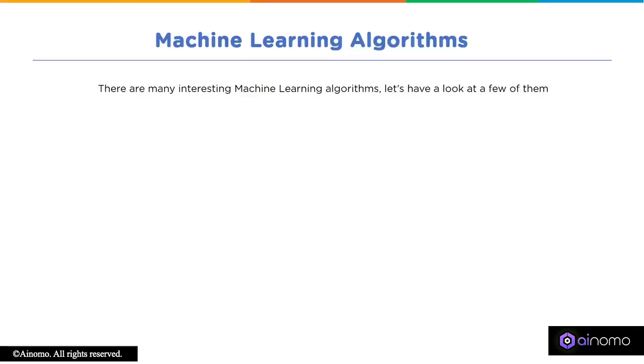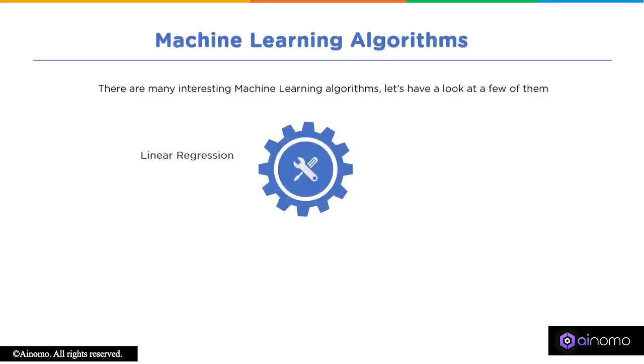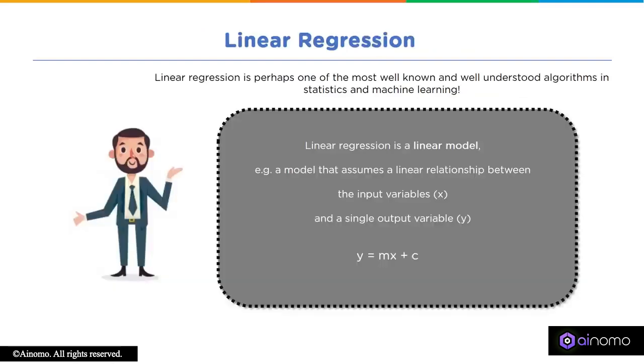There are many interesting machine learning algorithms. Let's have a look at a few of them. Hopefully this gives you a little flavor of what's out there, and these are some of the most important ones currently being used. We'll take a look at linear regression, decision tree, and the support vector machine. Let's start with a closer look at linear regression.